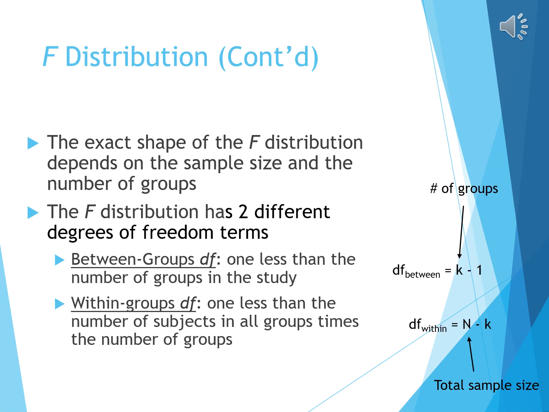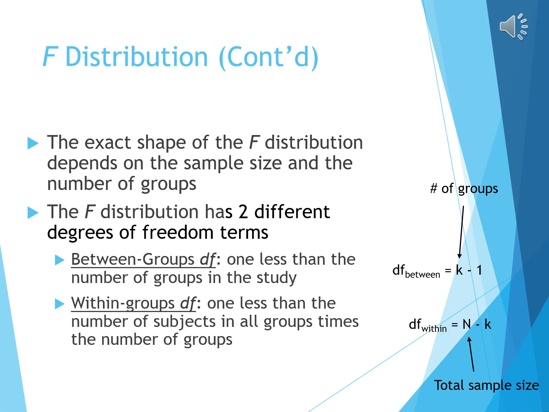As I mentioned earlier, the exact shape of each of the F distributions is going to depend on the sample size and number of groups involved in the ANOVA, because the F distribution actually has two separate degrees of freedom terms. We've never seen that before. Usually when you're doing a t-test or something, there's only ever one degree of freedom term. Now with an F distribution, there are two different degrees of freedom terms. One is called the between groups degrees of freedom, and one is called the within groups degrees of freedom. And those can be calculated like you see on the right-hand side.